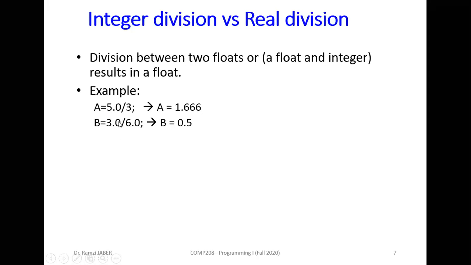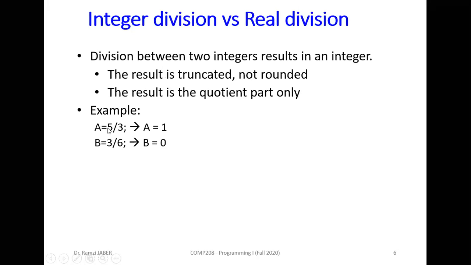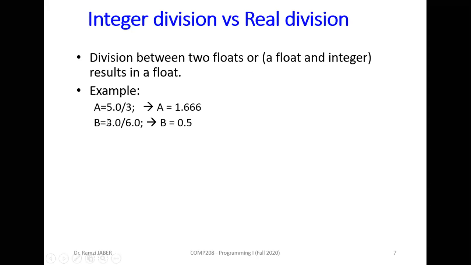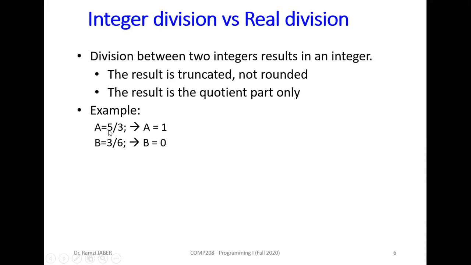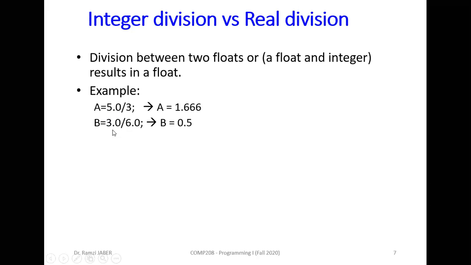If we write a number without a decimal point, these numbers are integers. If we want a number to be a float, we must add a decimal part, 0.0, 0.1, whatever. So 5.0 is a float number, whereas 5 is an integer number. So be careful about this. Any question?